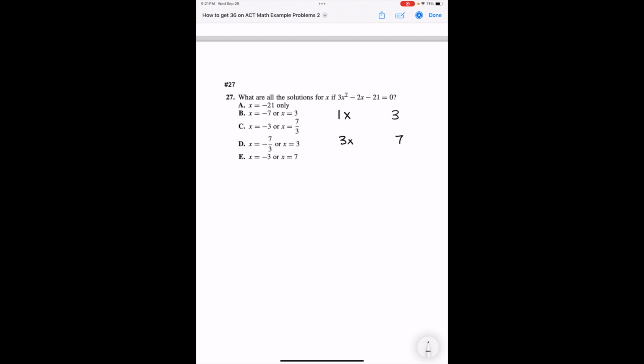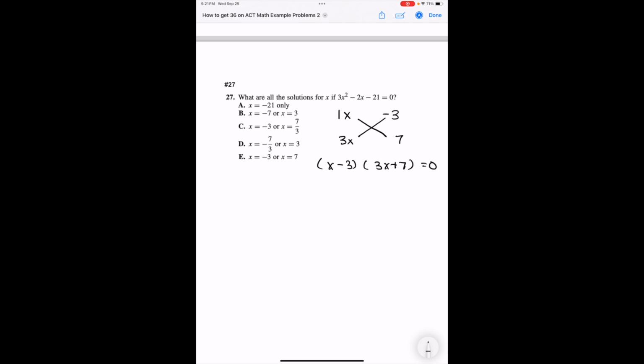So 3 times 7 is 21. And then right here, 3 times 3 is 9, and then 1 times 7 is 7. So how do we make this so that it becomes negative 2 when those two are added together? Well, we can do negative 3, because 3x times negative 3 is negative 9, plus 1 times 7, which is 7, then we make negative 2. So our factors are x minus 3 and then 3x plus 7.